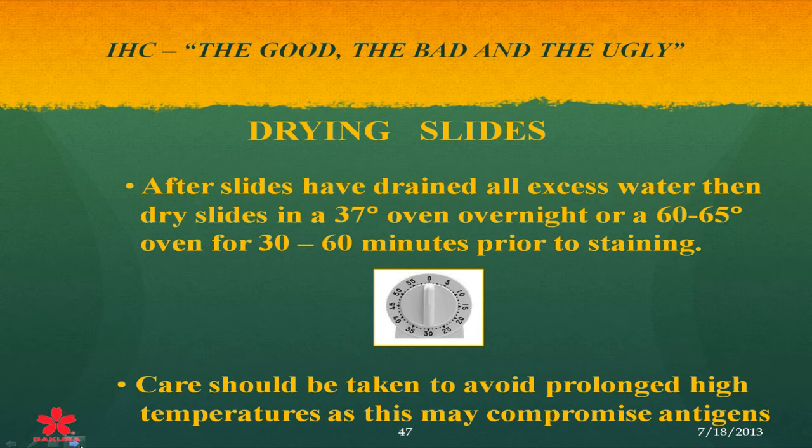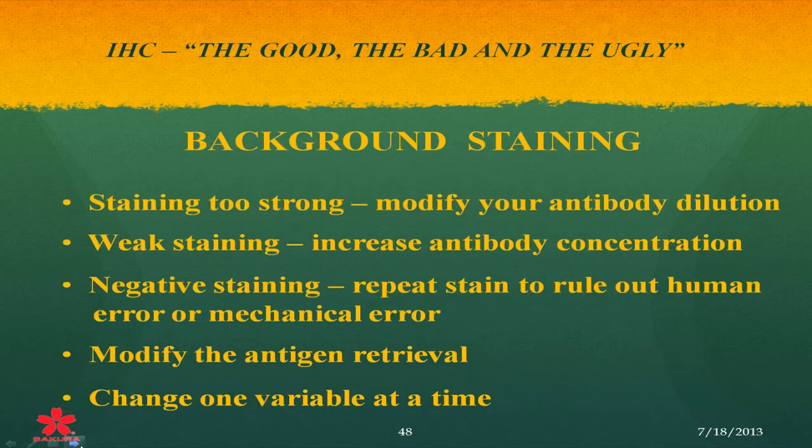After your slides have drained all the excess water, then dry your slides in a 37-degree oven overnight or 60 to 65 oven for 30 to 60 minutes prior to staining. Care should be taken to avoid prolonged high temperatures, as this may compromise your antigens.